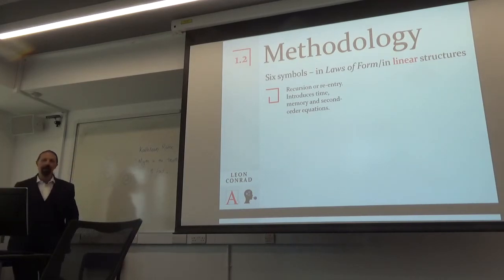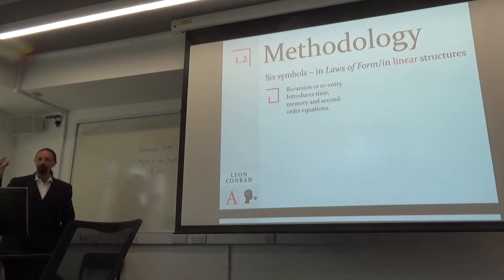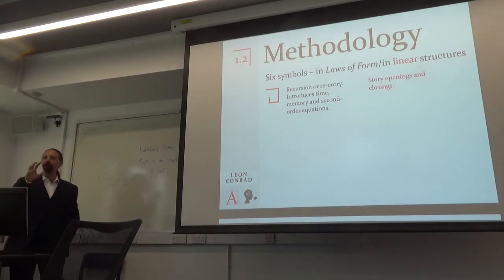So the first sign that I'm going to talk about is the sign of recursion. It comes in chapter 11 of Laws of Form, and Spencer Brown talks about a form re-entering itself, so a snake eating its tail. I think of this like a baby chewing its toes and discovering its own being through that contact with itself. I use it to stand for story openings and closings, the once upon a time and happily ever after that bring us into the story world and out of it.